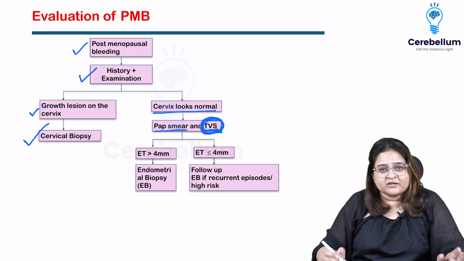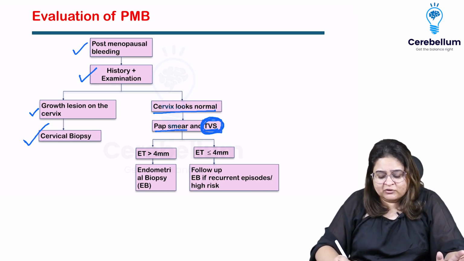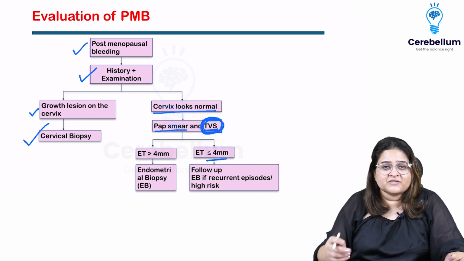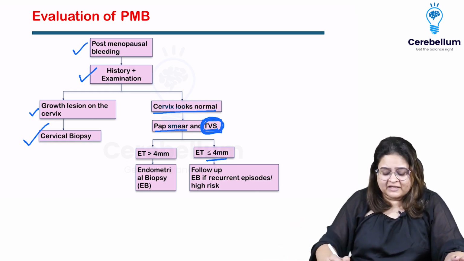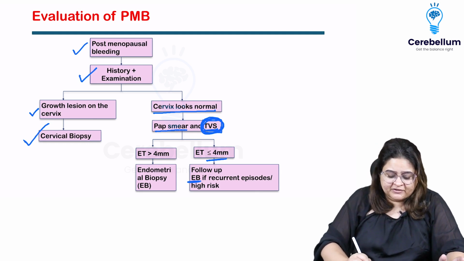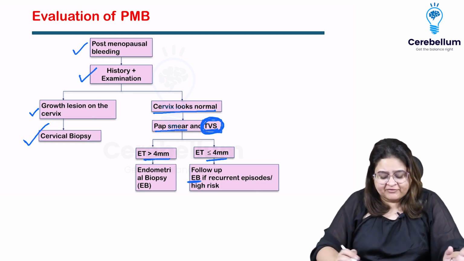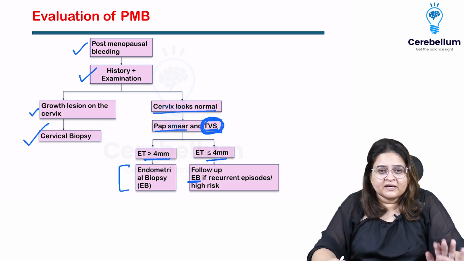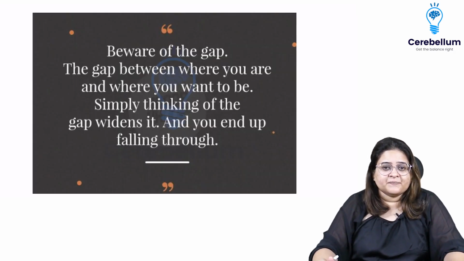And in this, look at the endometrial thickness. If it's less than or equal to 4 millimeter, you're not worried. But if she has repeated episodes of bleeding, again, better to take an endometrial biopsy. And if it's 5 or more, then definitely you're going to take an endometrial biopsy.